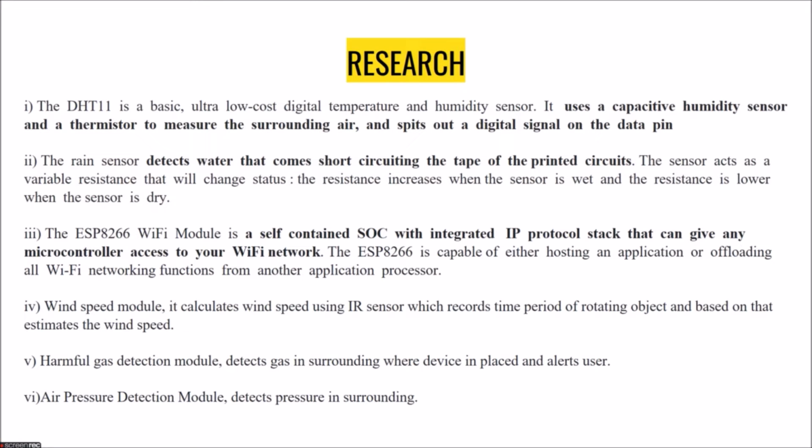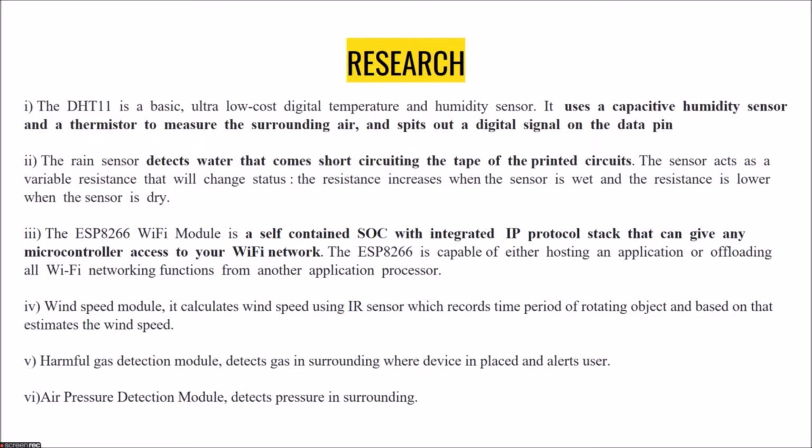Second comes the rain sensor, which works as a short circuit type of criteria in which whenever water is detected, it completes the circuit and alerts the microcontroller. Third is the Wi-Fi module, which is the brain of our system, which handles each and every functionality of the different sensors, circuits, and wirings.